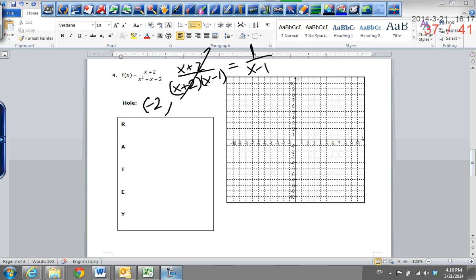But now I'm going to use RATEY. For the r, I don't set the top equal to 0. Or I do, but I don't get anything, so I don't have one, so none, or NA. Then my asymptote, set that equal to 0, I get 1. So my asymptote, vertical asymptote, is at x equals 1.